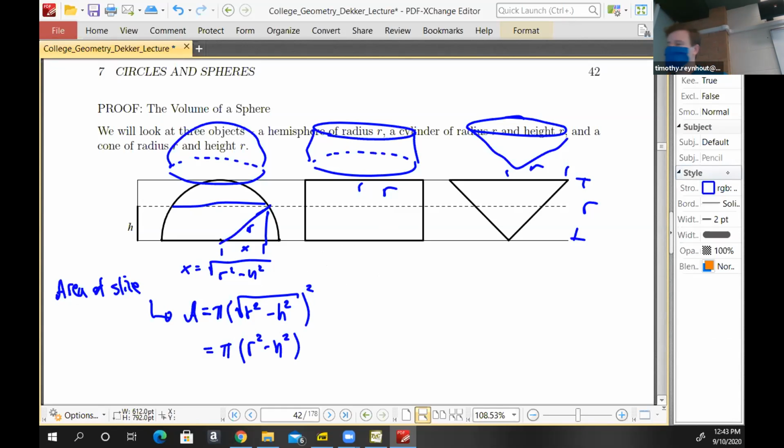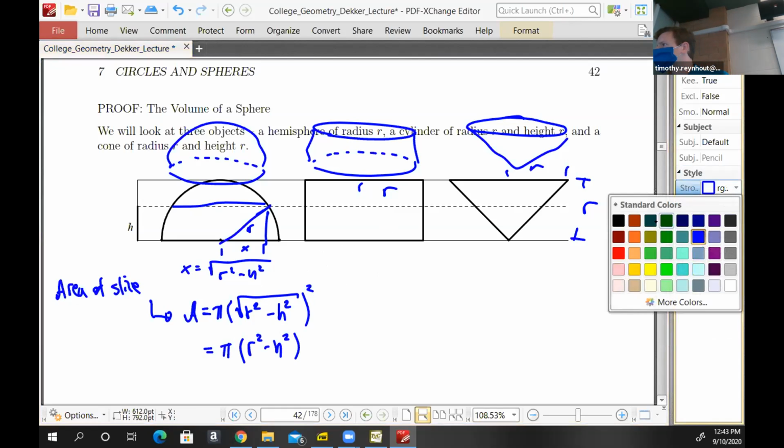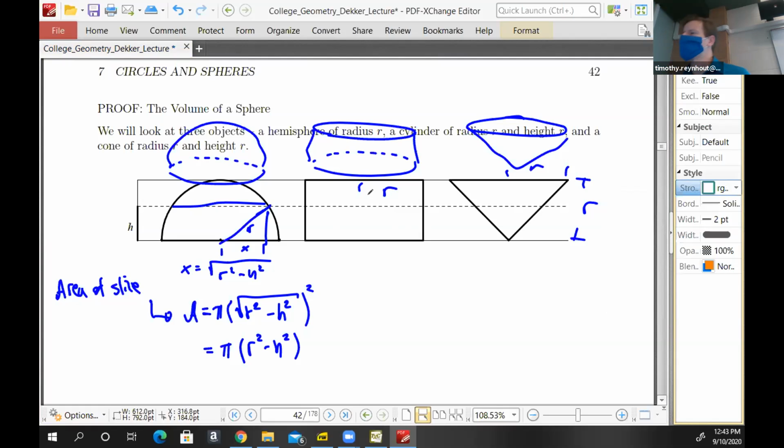Now let me change the color here for a second to, oh, let's go with this green. If we were to find the area of one of these slices, they're all the same size slice, so it would just be the area of the disk, which is pi r squared. Okay, that's easy enough. Pi r squared.